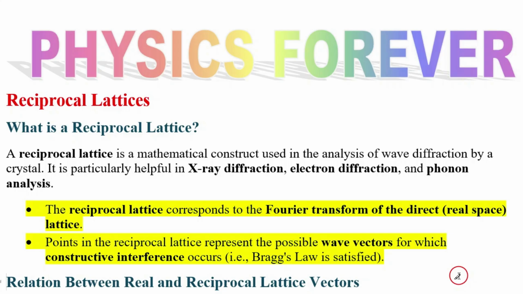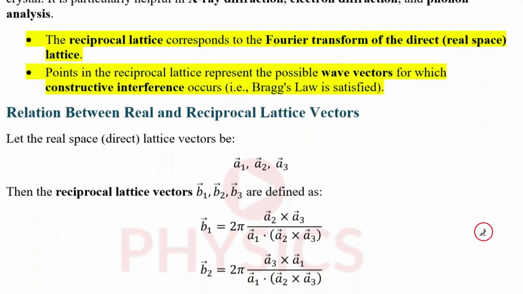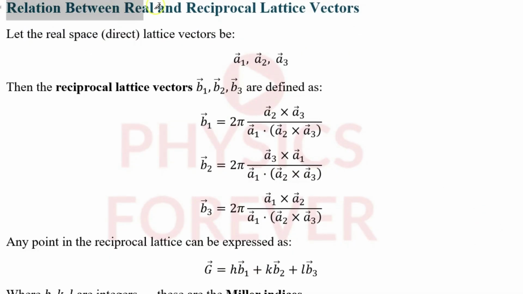So then reciprocal lattice, it is a mathematical construction. Reciprocal lattice engala useful arun pathina then X-ray diffraction, electron diffraction and phonon analyze. Then reciprocal lattice vechi then we have to Fourier transform of direct or real space, then constructive interference can occur, that is Bragg's law is satisfied. So then relation between the real and reciprocal lattice, this is the most important. So in the relation therinjadha நம்ம பின்னால problem போடுறதுக்கு ஈஸியா இருக்கும்.